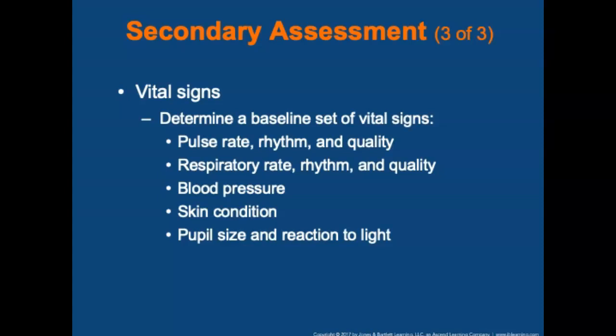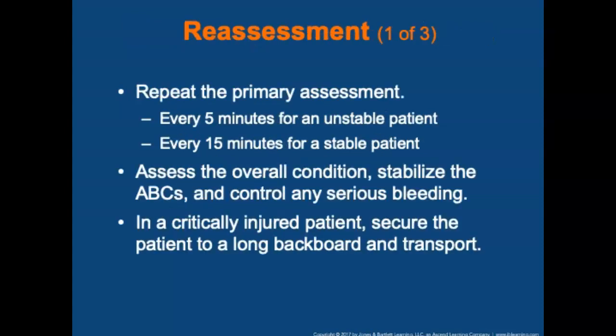Vital signs. Determine a baseline set of vital signs, including pulse rate, rhythm, and quality, respiratory rate, rhythm, and quality, blood pressure, skin condition, and pupil size and reaction to light. Trending these vital signs helps you to understand whether the patient's condition is improving or getting worse over time. And the next slide we're going to talk about is the reassessment. So repeat the primary assessment to ensure the interventions are working as they should. A reassessment should be performed every 5 minutes for unstable and 15 for stable patients.